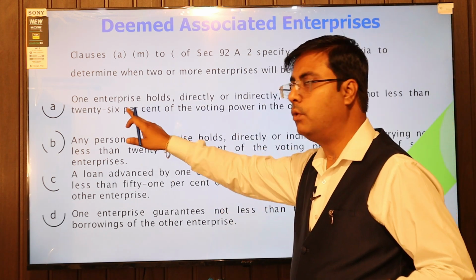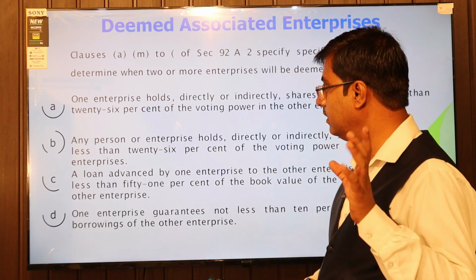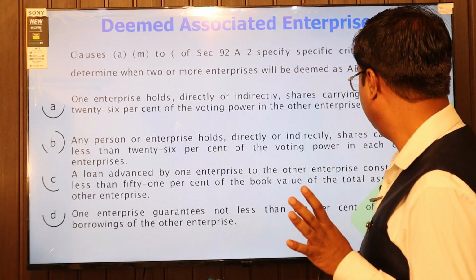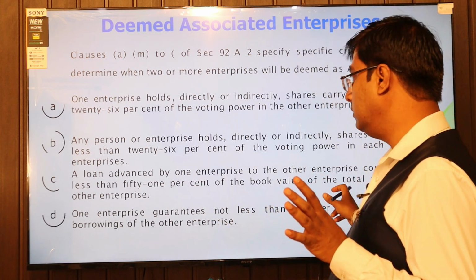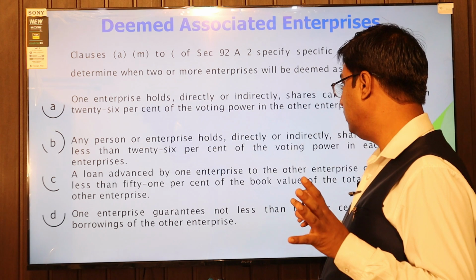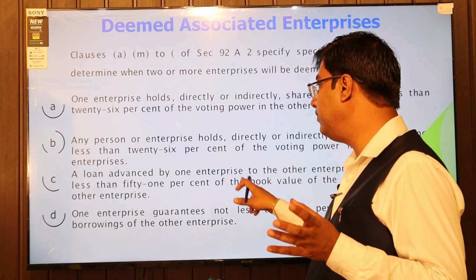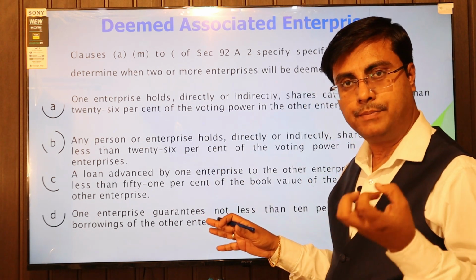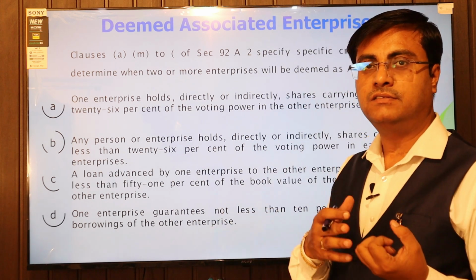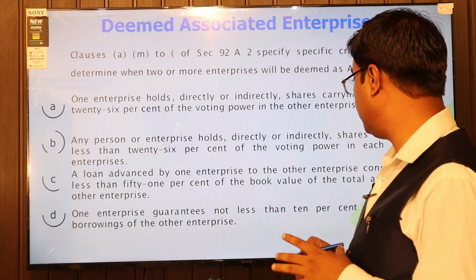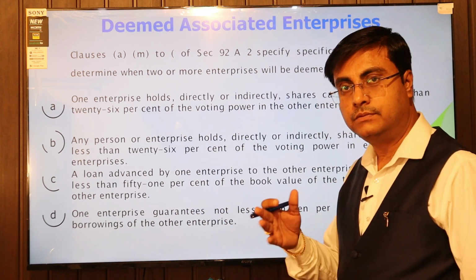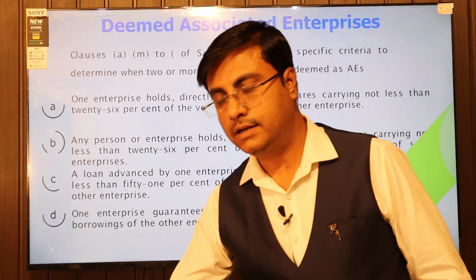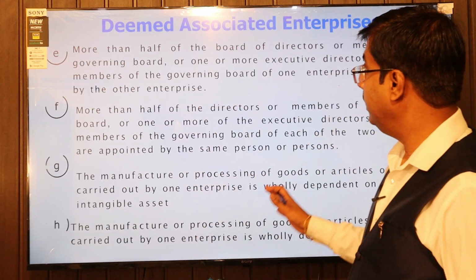If you hold more than 26%, it is an associated enterprise, right? If one enterprise gives a loan to another enterprise for more than 51% of its book value, आपने lending करी उसकी 51% से ज़्यादा की, तो यहाँ पर भी associated enterprises हो जाए. One enterprise gives a guarantee of more than 10%, आपने उसने उसकी, right?